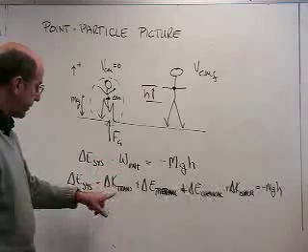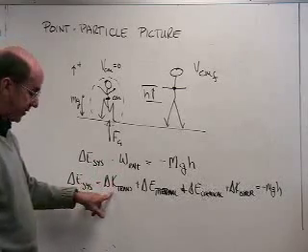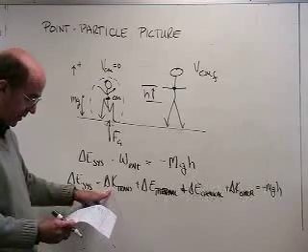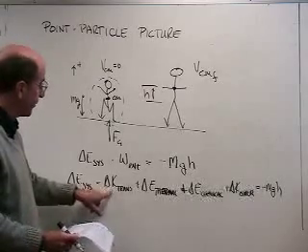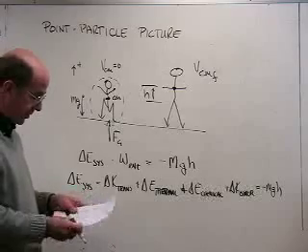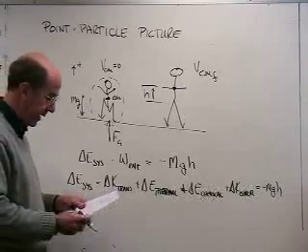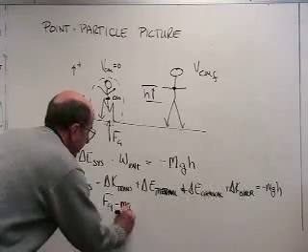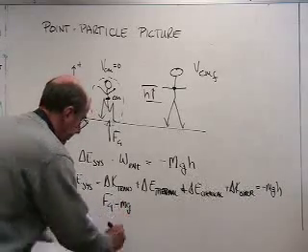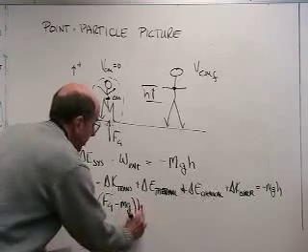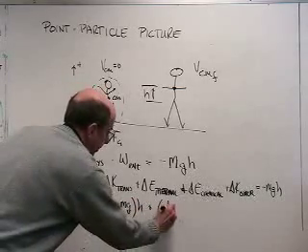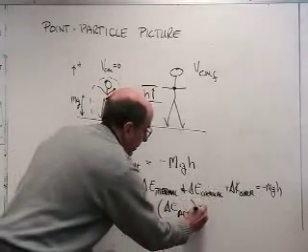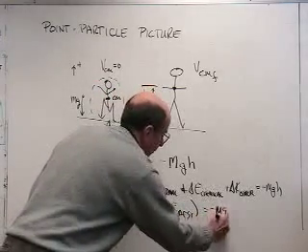Well, I know what this term is because I just calculated it. The change in the translational kinetic energy of the system we just calculated to be (F of the ground minus mg) times h, plus, and I'll just call this delta E rest, is equal to minus mgh.